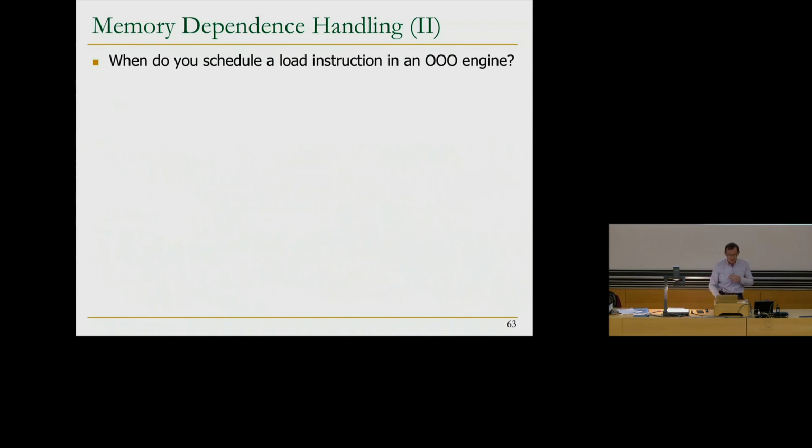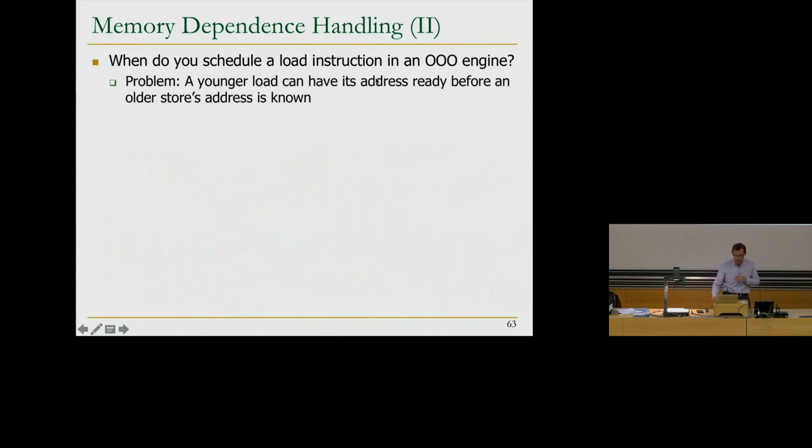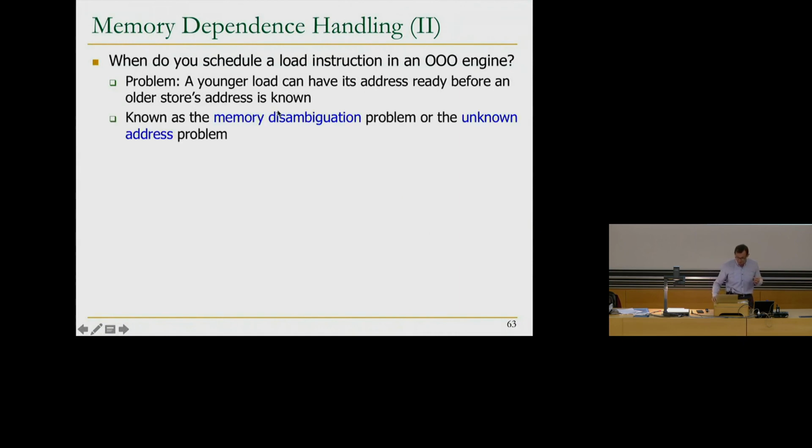Okay, so the key question is, when do you schedule a load instruction in an out-of-order execution engine? As I said, the problem is a younger load can have its address ready before an older store's address is known. This is also known as the memory disambiguation problem. You disambiguate addresses, or the unknown address problem. I like the unknown address problem because it's simple thinking. Unknown address.